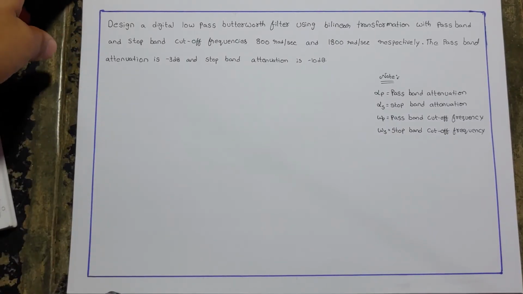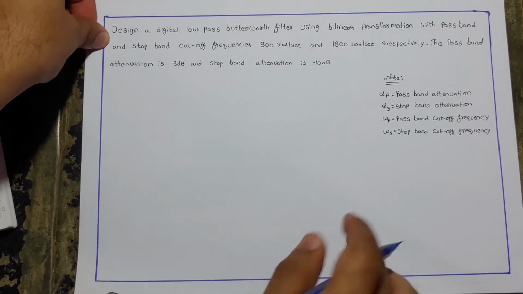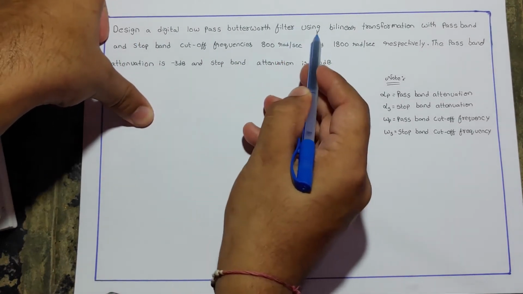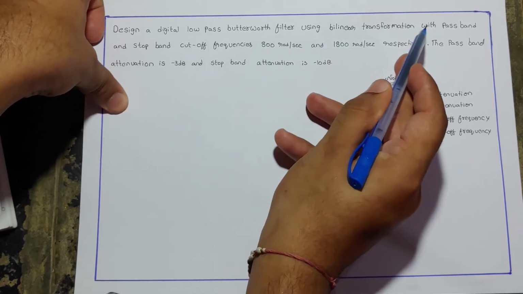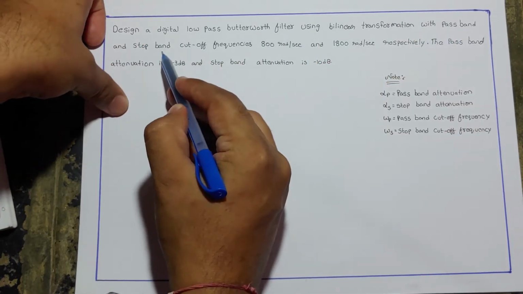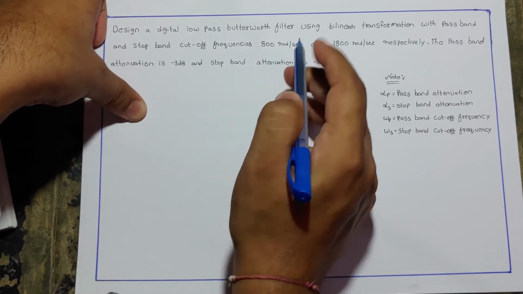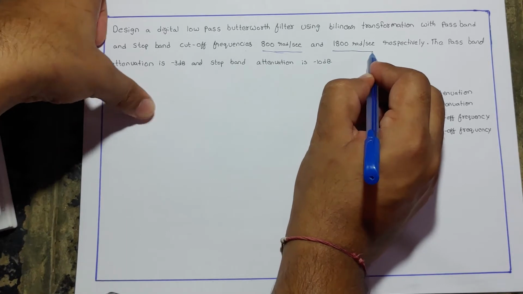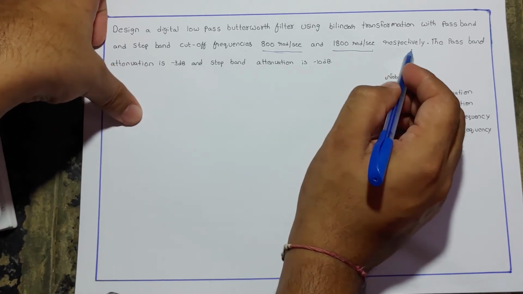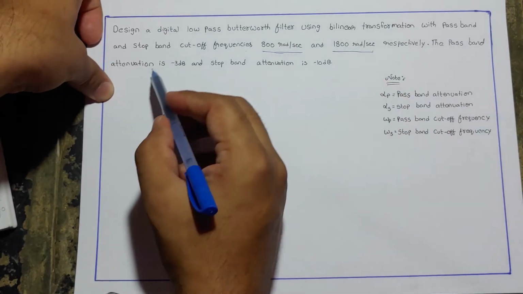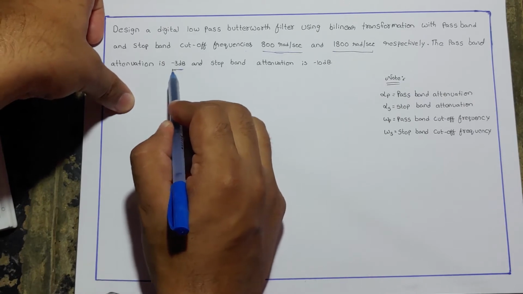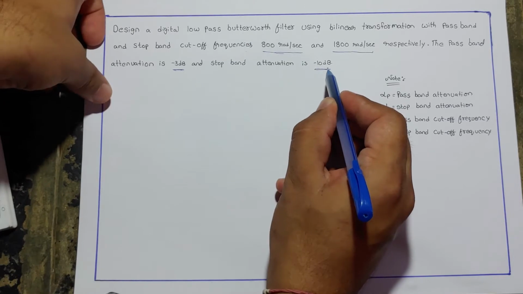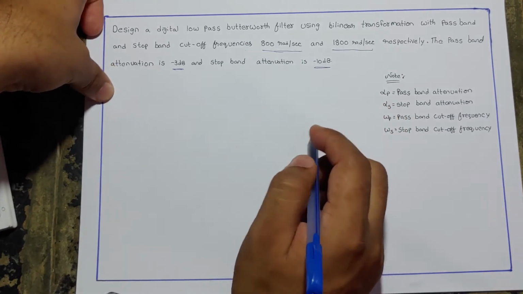Now here is an example. Design a digital low pass Butterworth filter using bilinear transformation with passband and stopband cutoff frequencies equal to 800 radians per second and 1800 radians per second respectively. The passband attenuation is minus 3 dB, which is decibels, and the stopband attenuation is minus 10 dB. Now let us solve it.